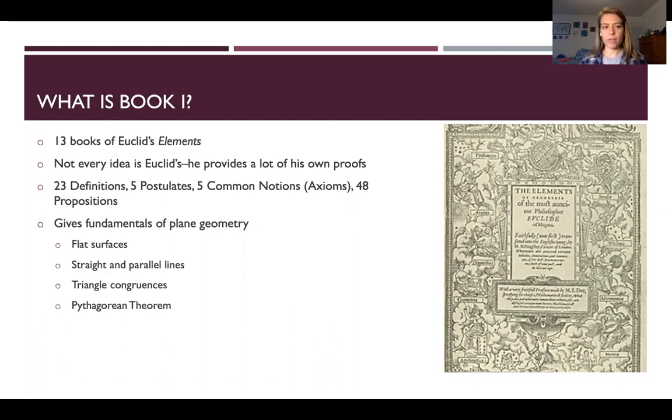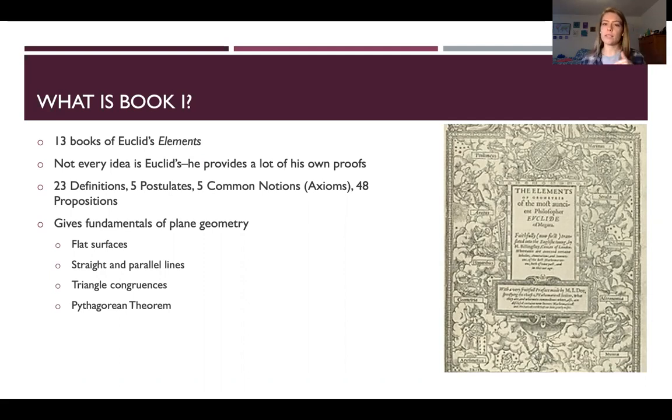But just something brief that I think you should know for this: there are 13 books of Euclid's Elements, different ones where he goes into propositions. Book 1 has a lot more definitions. He describes his postulates and common notions in this book, which he doesn't in the other books. But it's also important to note that not every idea is Euclid's, especially in this first one. He did not come up with everything in this book out of thin air, but he does provide a lot of his own proofs and ways of solving the propositions that he lists.